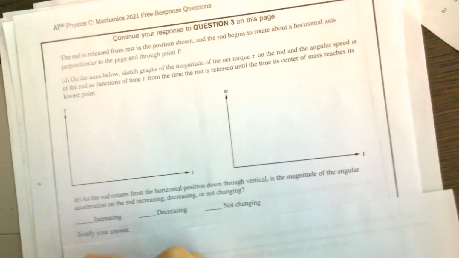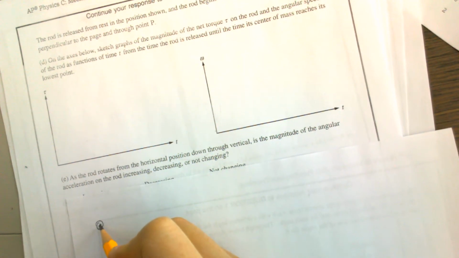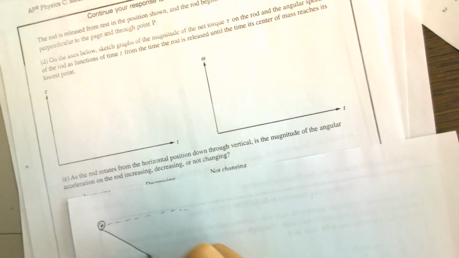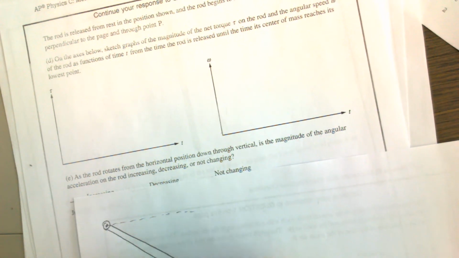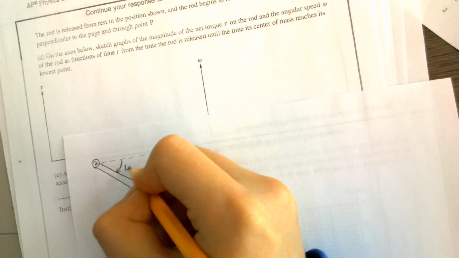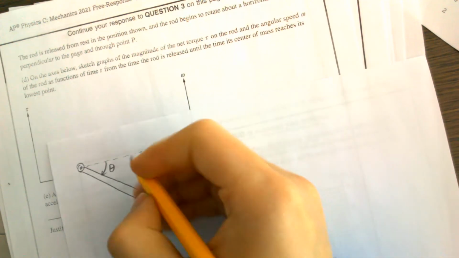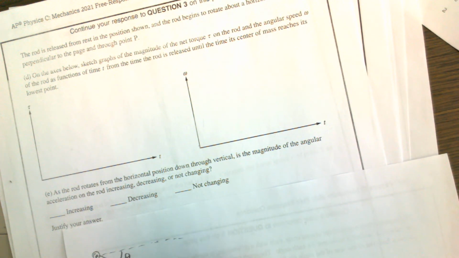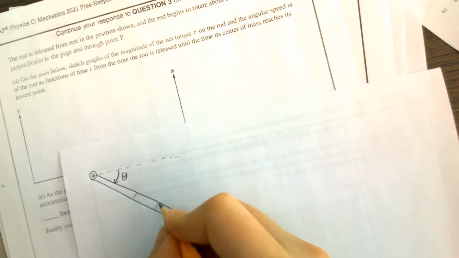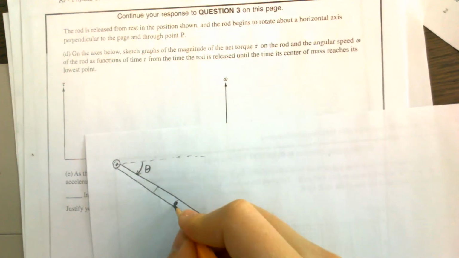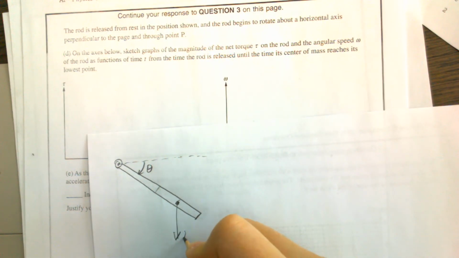The rod is initially horizontal. When you release it, the rod becomes like this, and it goes through some angle theta. The rod's center of mass is about 3/4 of the way, so it's about here. This is the center of mass, and gravity is pointing downward, mg.